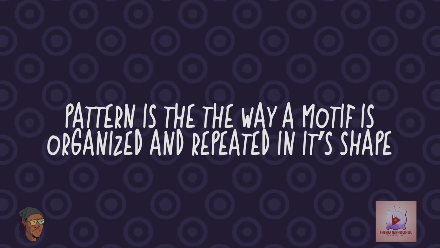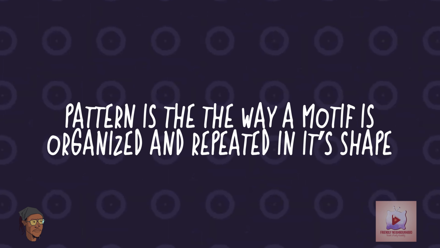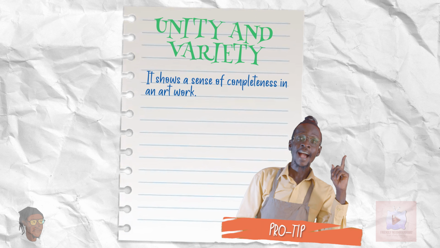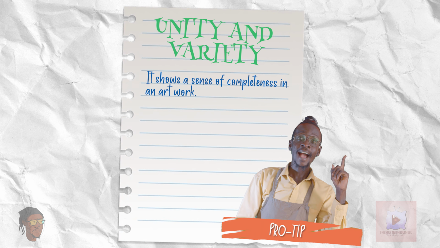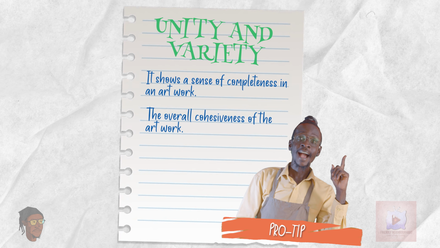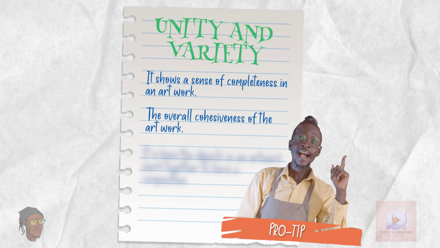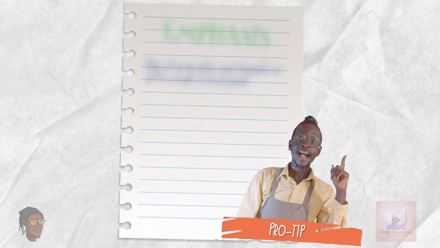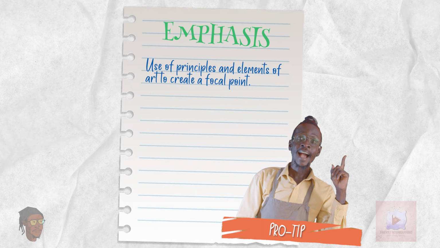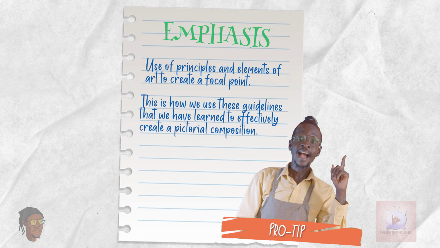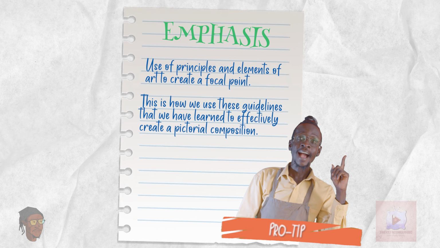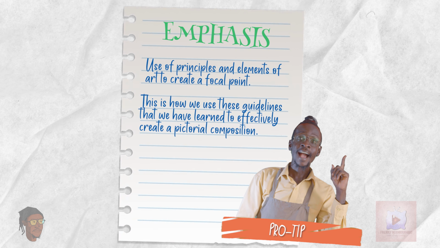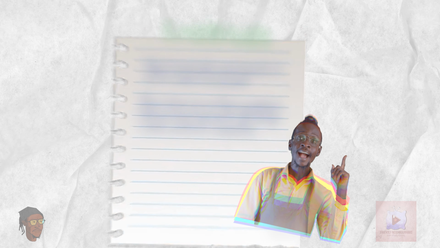Pattern. Pattern is a way a motif is organized and repeated in its shape. Unity and variety. Unity conveys a sense of completeness. This is the overall cohesiveness of the art. This is how objects within a piece of art work together to form a composition. Emphasis. Emphasis refers to the use of principles and elements of art to create a focal point. This is how we use these guidelines that we have just learned to effectively create a pictorial composition.